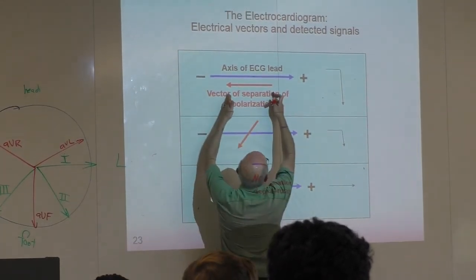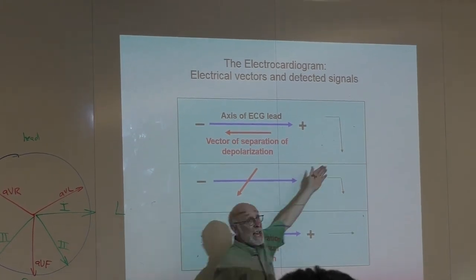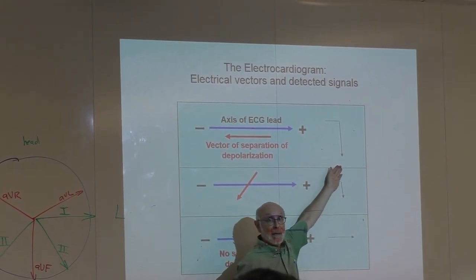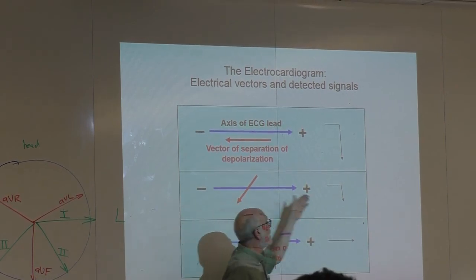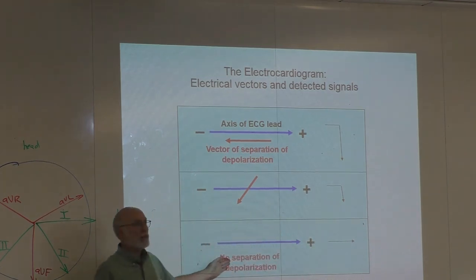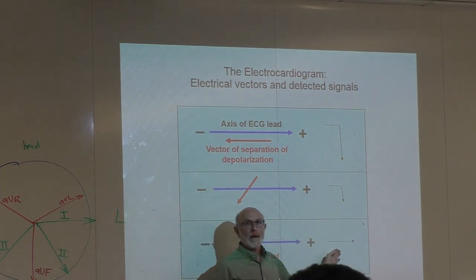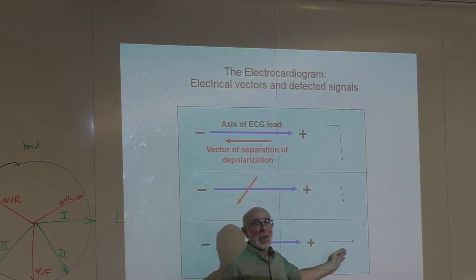If the vector is anti-parallel to the lead, you get a negative signal. If the vector is partially anti-aligned with the lead, you get a smaller negative signal. And of course, if you have no vector, you get no signal.